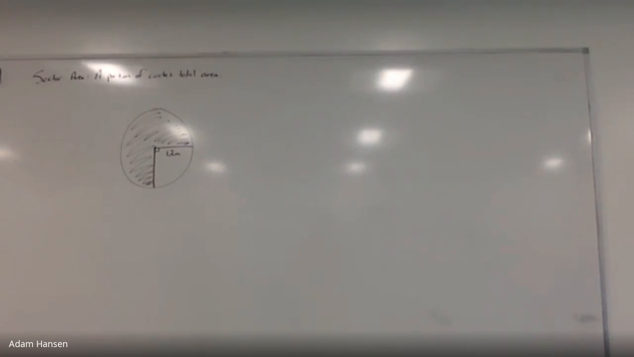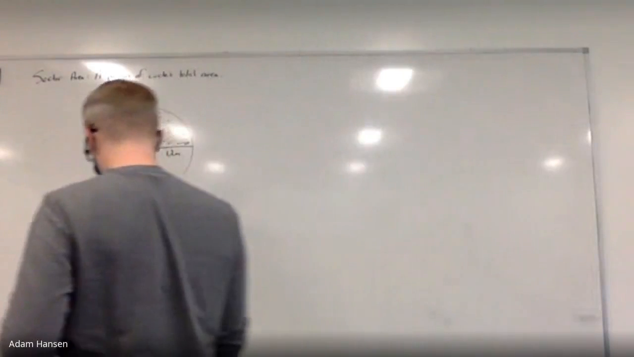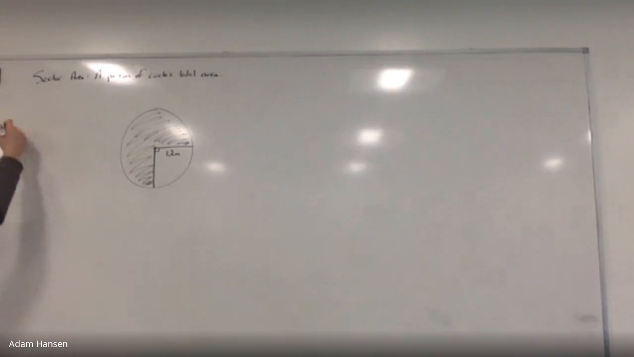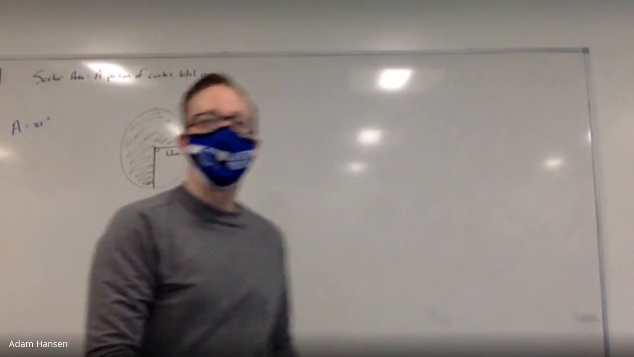Since a sector is a portion of the circle's total area, how do you find the area of a circle? What formula gives area of a circle? Pi times r squared. That gives you the area of the full thing, the entire circle itself. I want just some portion of it, so let's set up a proportion to do so.